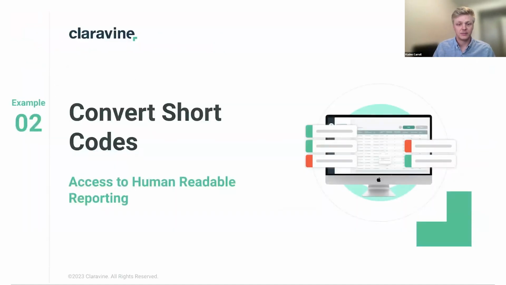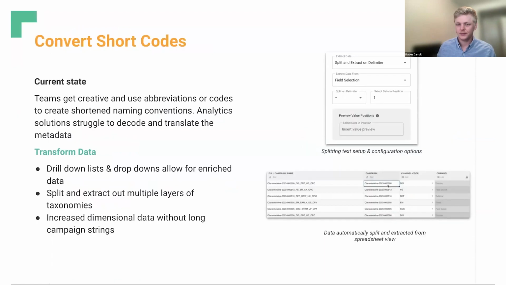Jumping into our second example, converting short codes. Another use for split and extract is to help convert those short codes or abbreviations into a human readable format before we send that downstream to analytics. We know that oftentimes teams have set up naming conventions with shorthand abbreviations or codes to make their campaign names shorter and more manageable. Sometimes that's a requirement of a certain system you're using, or sometimes that's just how we set it up. So a naming convention within a naming convention, so to speak.